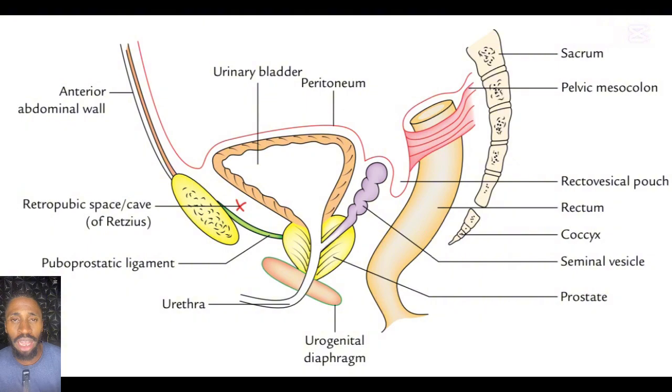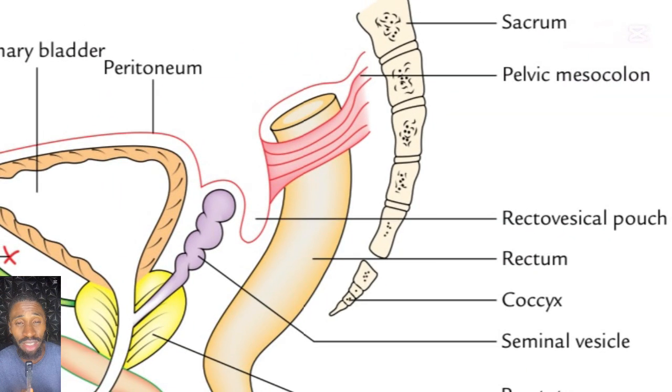The base of the bladder is a triangular part, and it is related to the rectum. One thing you have to know is that the rectum is at the back of the bladder, especially the base of the bladder. But in the male, the upper two-thirds of the bladder is covered by peritoneum. For the male, it is called the rectovesical pouch.